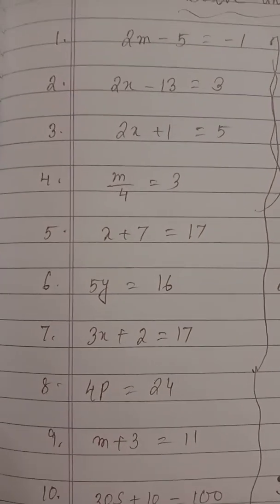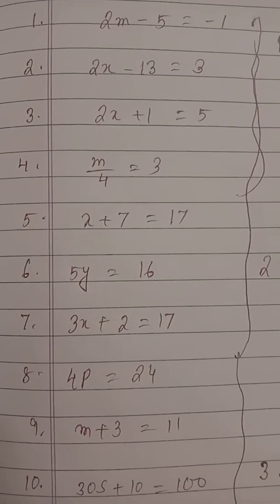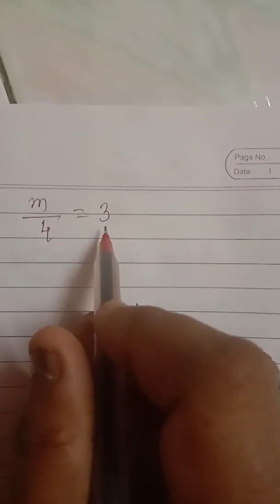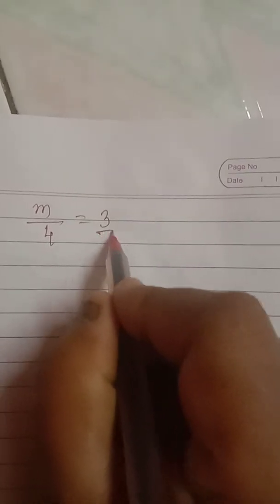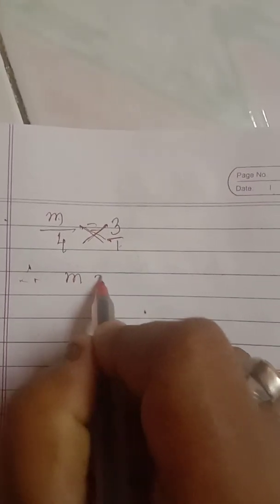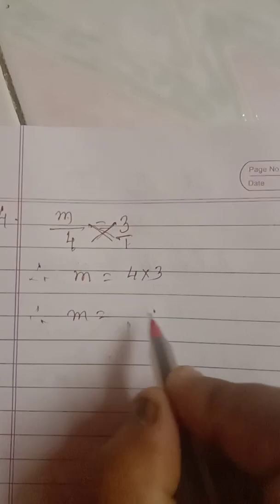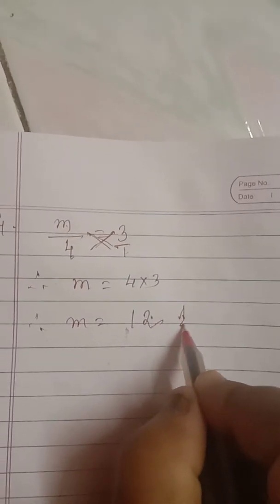Next, question number 4. That is m upon 4 equal to 3. Whenever one side does not have any denominator, we have to put 1 over here. Now do the multiplication crosswise. So m into 1, that is m, and 4 into 3. So the value of m is 12.